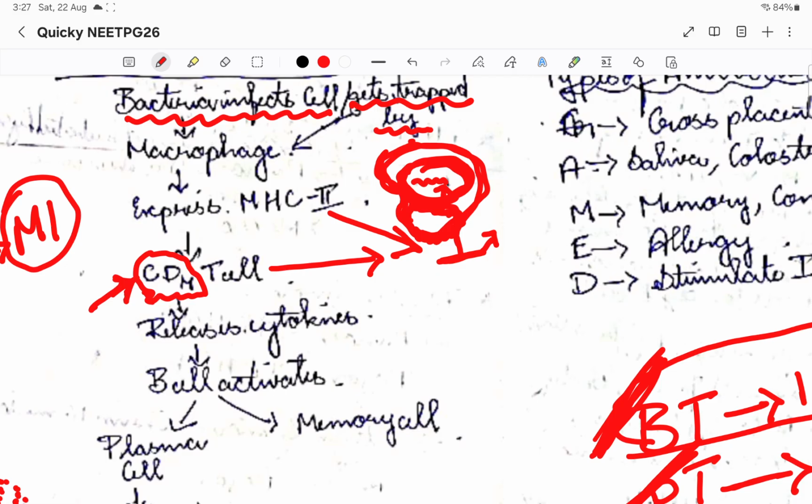So this CD4 cell will come near this macrophage and start releasing cytokines. Cytokines, interleukins, all these things are nothing but messages. It is doing a siren sound: I'm attacked. There has been an attack. So it is announcing it.